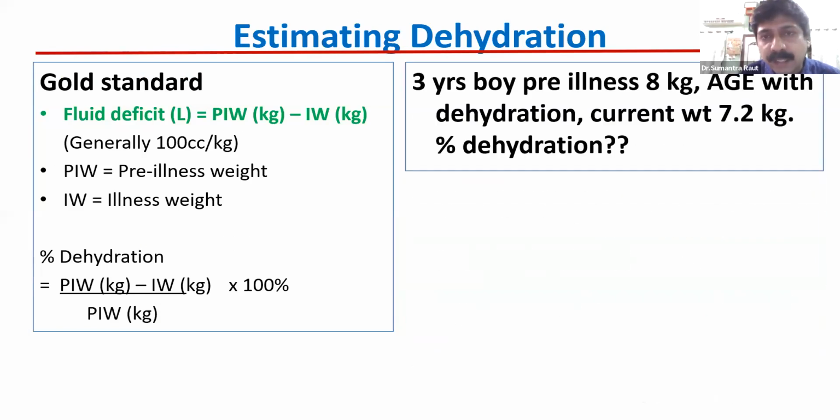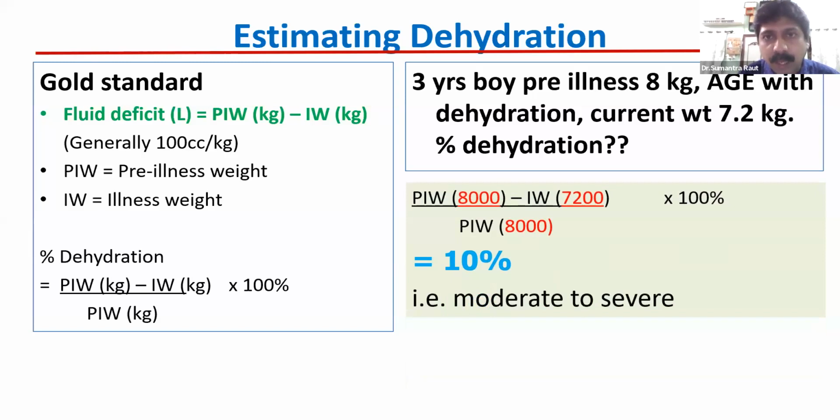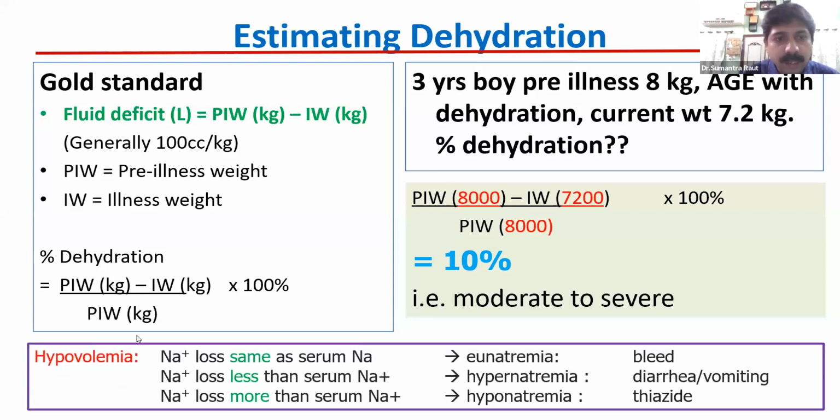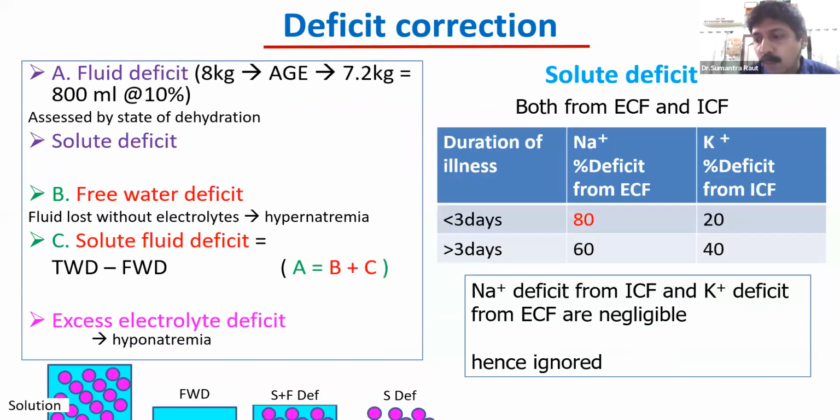So how do we estimate dehydration for a child? We are not going into calculation, just the formula. To calculate dehydration, we need to know the pre-illness weight, subtract the current weight, and then calculate the dehydration percentage. Suppose an 8 kilo child is now 7 kilo, then there is 1 liter of fluid loss. If the pre-illness weight is not known, then we go by the clinical grading of mild, moderate, and severe dehydration and hypovolemia, which is 5%, 10%, and 15% accordingly.